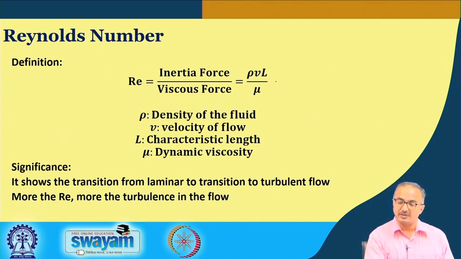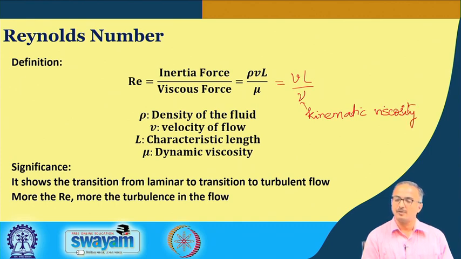Here, sometimes we also write it like V into L divided by nu. This nu is the kinematic viscosity. And you can also find this Reynolds number many times given in terms of the volumetric flow rate, sometimes it is given in terms of the mass flow rate.